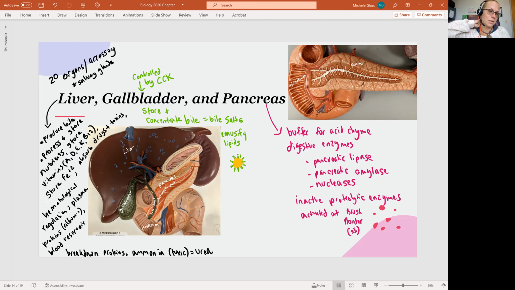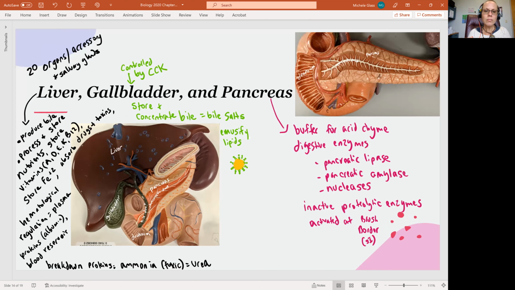So when we started with the small intestine, we said it's the star of the show. And we said, but it also needs the help of these accessory organs. And so notice that all of these are emptying into the duodenum, so assisting with that.